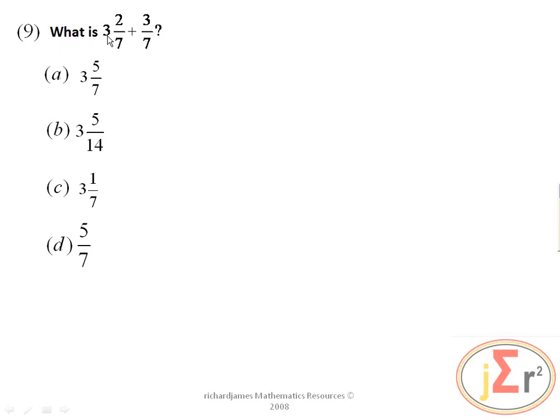Right, so we have 3 and 2/7 and 3/7. That's right. So we are adding 3 and 2/7 to 3/7. How do we do that? First we have to find the common denominator. But what do we know? The denominators are the same already. So we may go straight ahead and add the fractions.